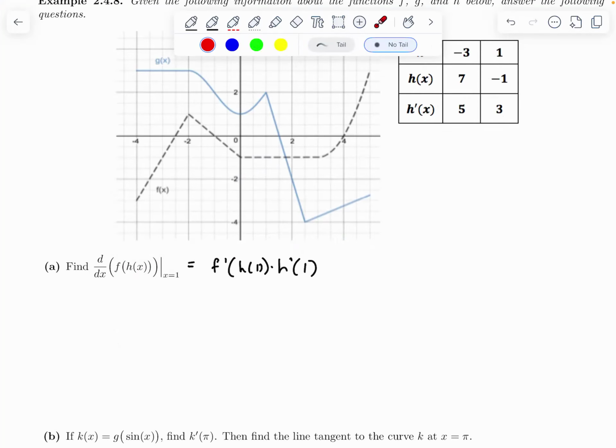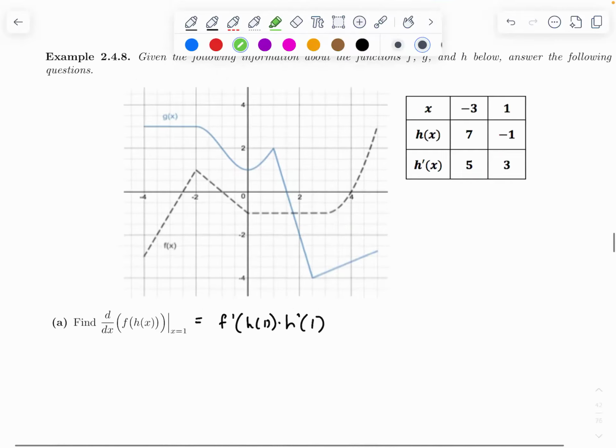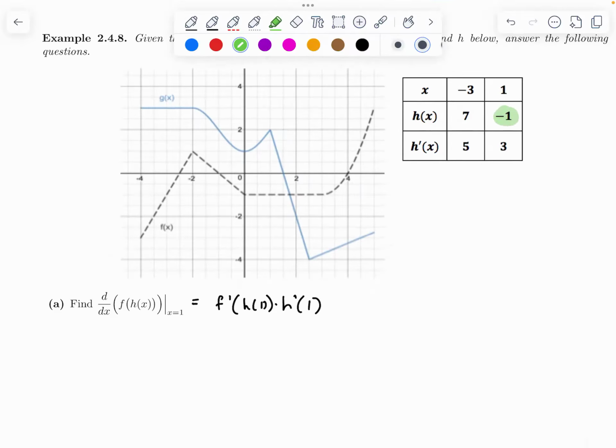Normally, at any arbitrary x value, it would be f prime of h of x times h prime of x. But we're plugging it in specifically at 1. So we have h of 1 is -1, and so that equals f prime of -1. And then we also have that h prime of 1, not -1, excuse me, is equal to 3.